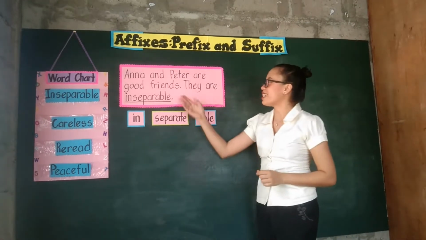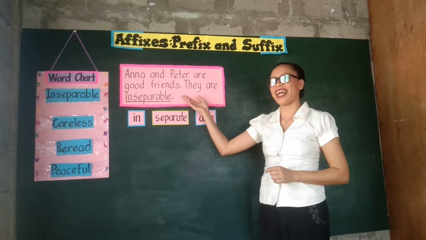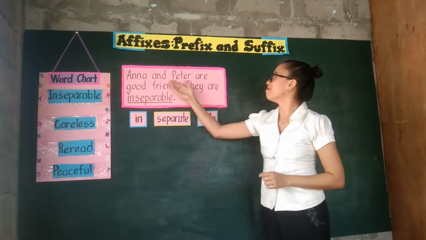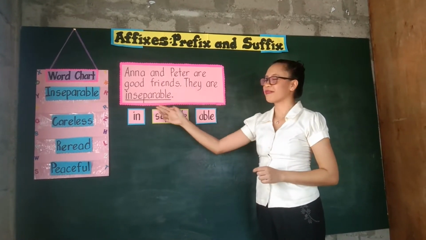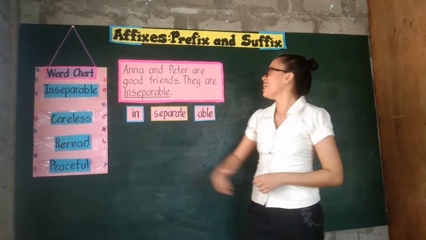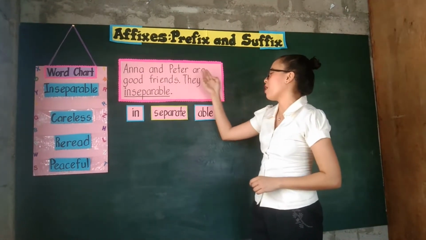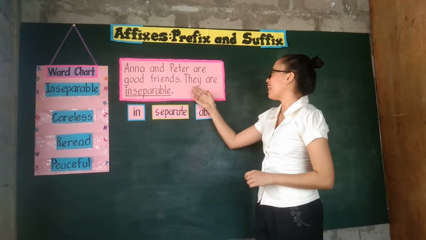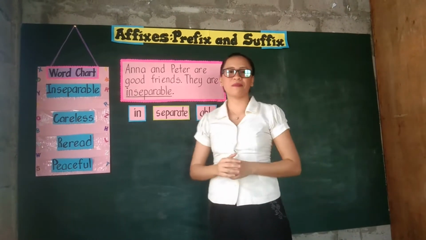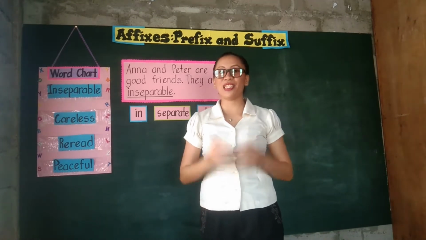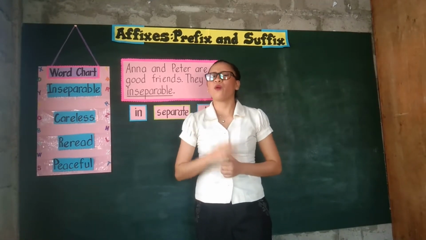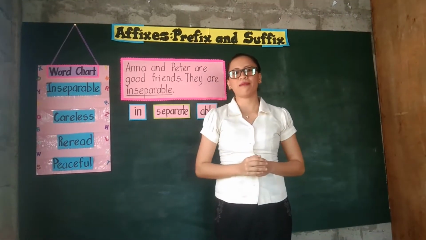Can you read the sentence in front, Diane? Thank you so much, Diane. So Anna and Peter are good friends. They are inseparable. The unfamiliar word in the sentence is inseparable. But what does inseparable mean?